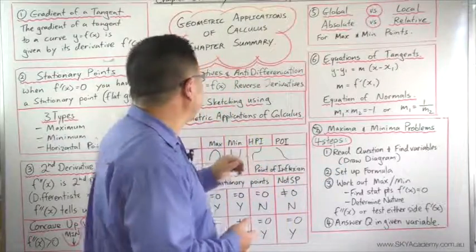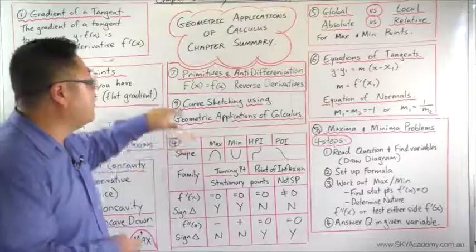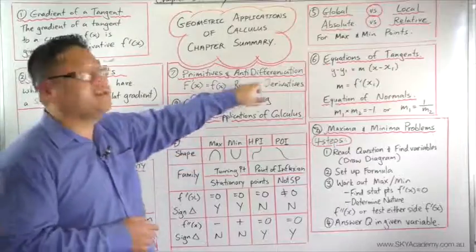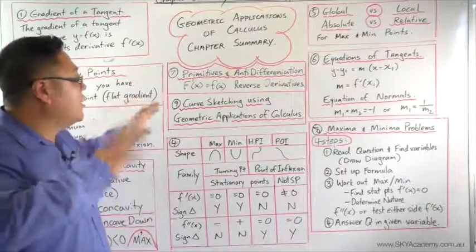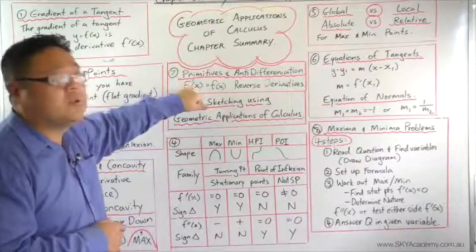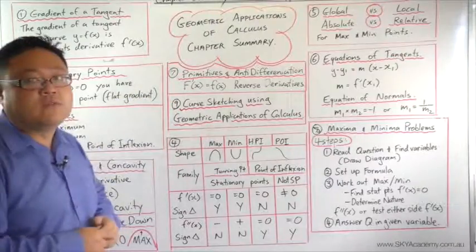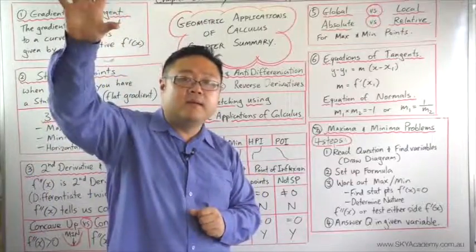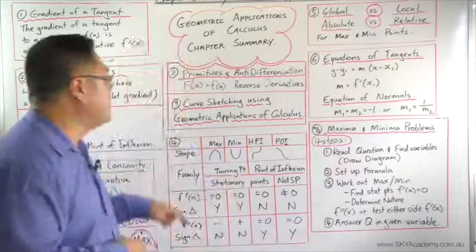We also then looked at equations of tangents and normals, which we went through. We looked at primitives and anti-differentiation, which is basically the reverse of differentiation, right? So we looked at the reverse of differentiation, and we worked out that the reverse of differentiation gives you what we call a primitive, which is denoted by capital F of x. And if you differentiate the primitive, you get the original function. So it's the reverse process of that. And the way we do that is we basically add 1 to the power and divide by the new power, okay? So we did that.